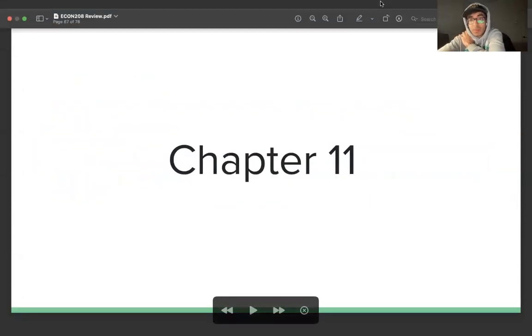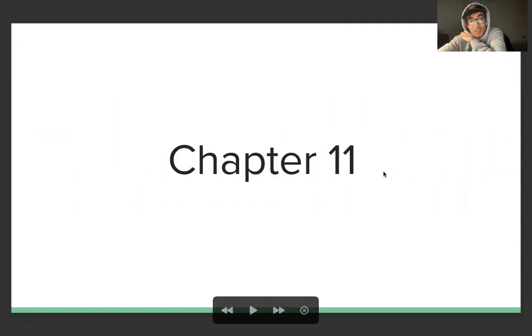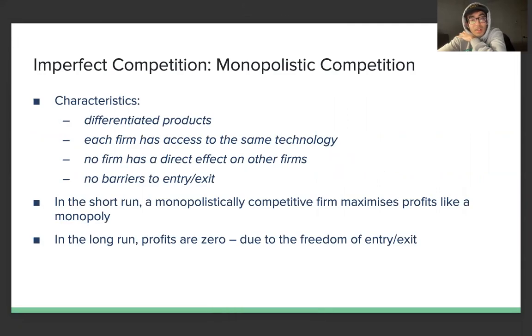Okay, moving on to chapter 11. So monopolistic competition is what we have in most industries in real life, which is you have differentiated products. Each firm has access to the same technology. No firm has a direct effect on the other firms, and there are no barriers to entry and exit. So there's still competition, but it's not perfect competition.